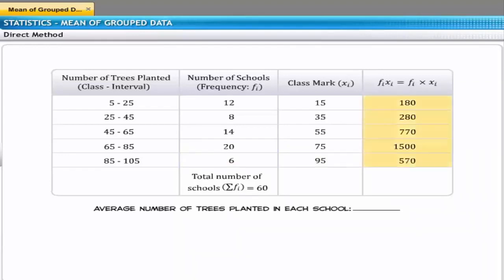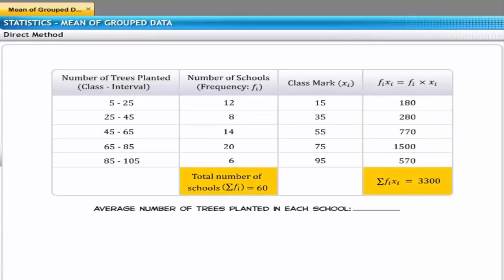Now, let us find the sum of the products of the frequencies and the class marks for all the class intervals. This sum is represented by summation fixi, which is equal to 3300. We are close to finding the solution for Miss Greenfingers' problem.